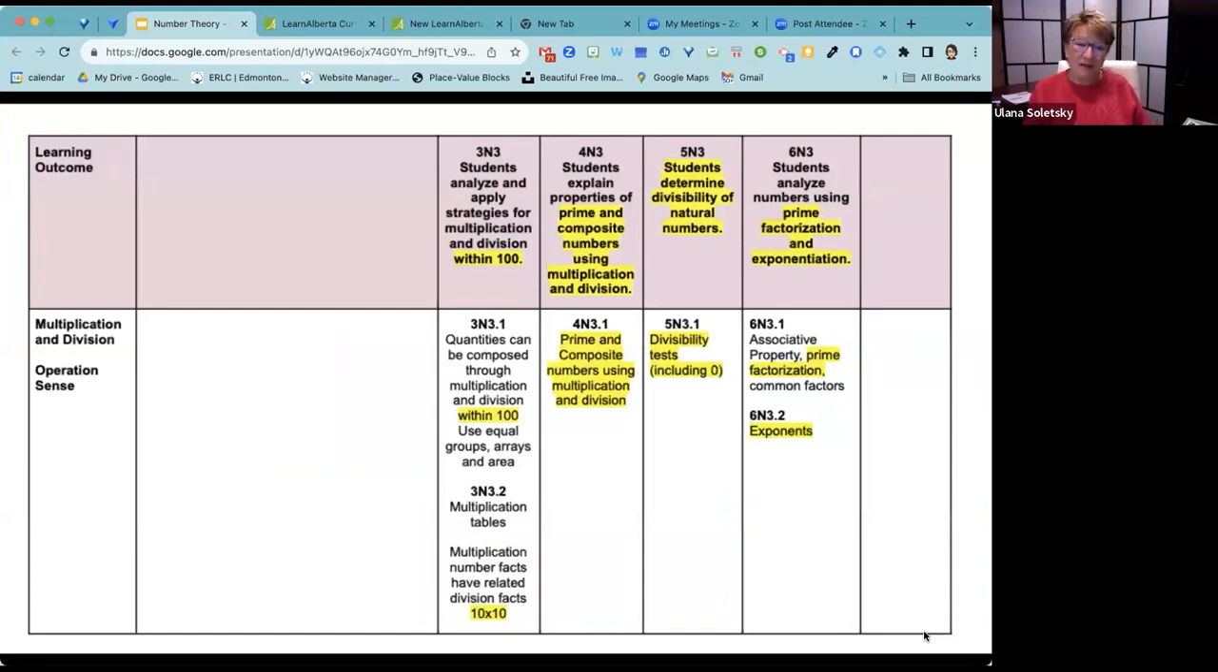And if we look at the learning outcomes, how number theory progresses over the new curriculum, it starts off with grade 3, where we learn to understand what multiplication is, and we start going through the basic facts to 10 times 10.